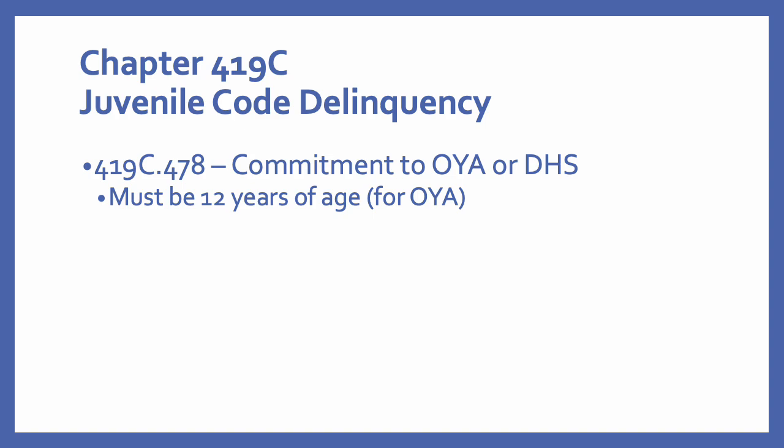419C.478 Commitment to OYA or DHS, and what that involves and when and how a youth can be committed. They must be 12 years of age to be committed to OYA. A court may commit a youth to OYA for a community placement or a youth correctional facility, in addition to probation or any other disposition. The court shall include written findings describing why it is in the best interest of the adjudicated youth to be placed with the youth authority.